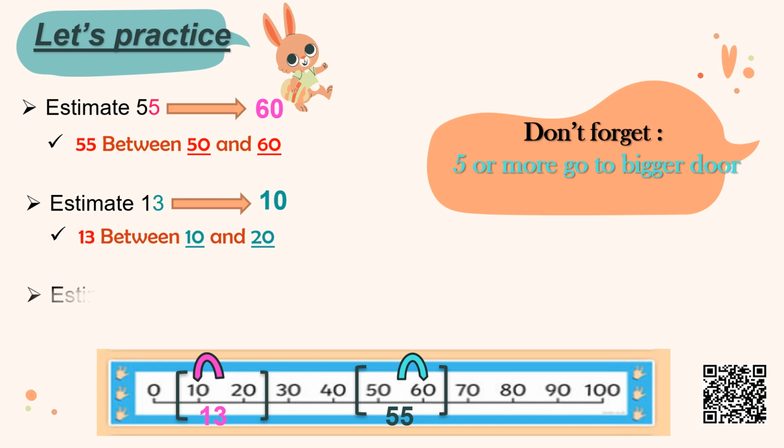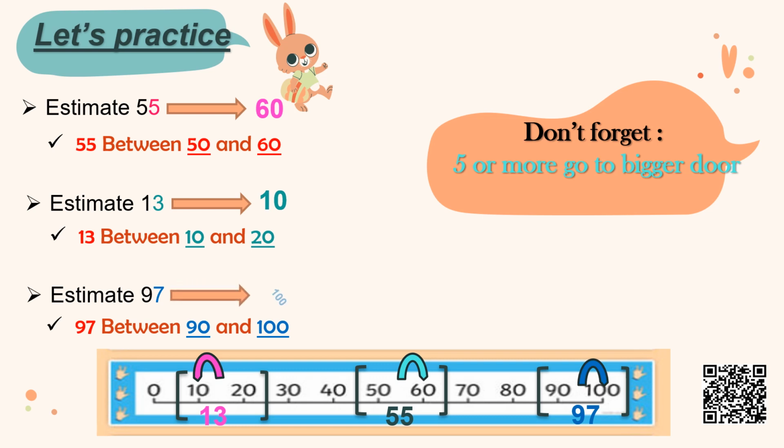Another one. Estimate 97. 97 is between what and what? Look at the number line. 97 is between 90 and 100. Look at ones. 5 or more, go to the next door. Here we have 7. 7 is more than 5. So we will go to the next door. It will be 100.